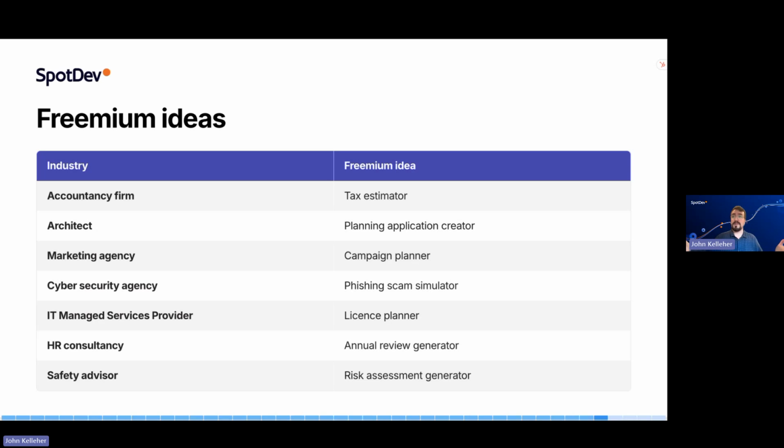Again, cover it in disclaimers. IT managed services provider, how many licenses do you need? HR consultancy, create a tool that allows them to prepare their annual review. If you're a safety advisor, an HR advisor, health and safety advisor, give them a tool to generate a risk assessment using a standardized template, but just asks the right questions at the right time. This is so much easier than it has been in the past.